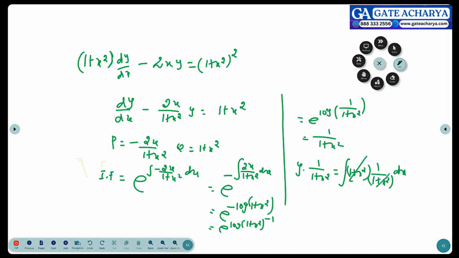So, cancel these two. Integral dx is x plus c. And it is y by 1 plus x square. Or otherwise, suppose y alone, then y is equal to x into 1 plus x square. Finally, we add some more constants.